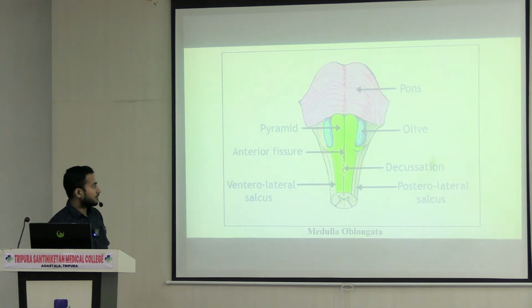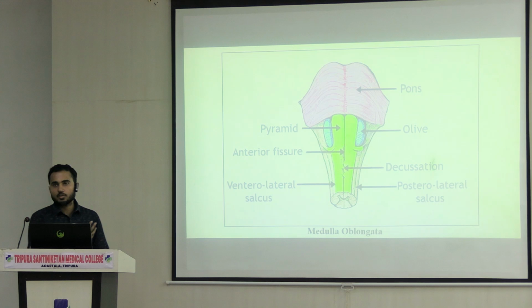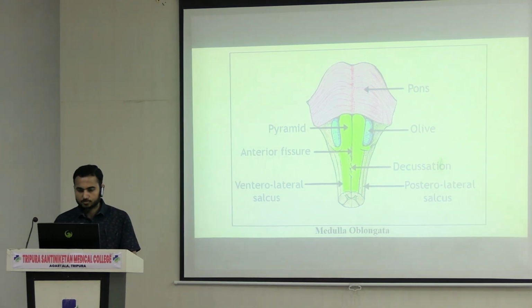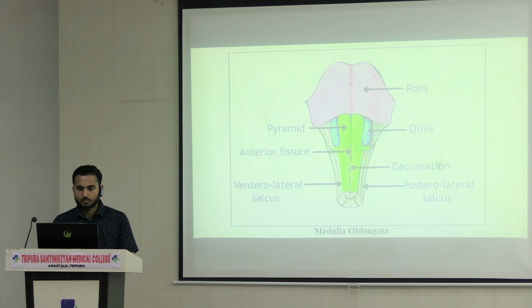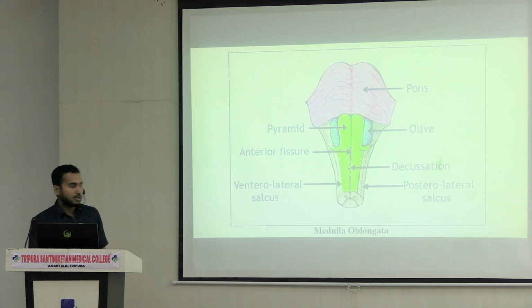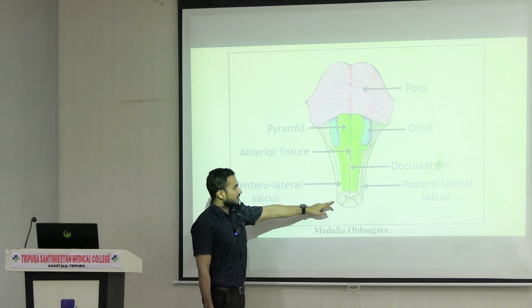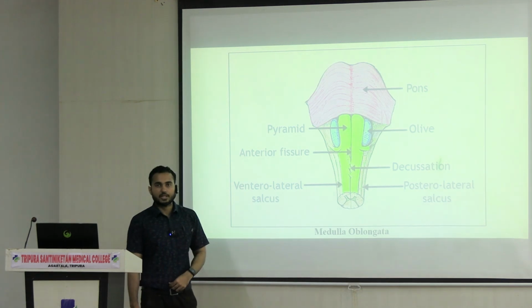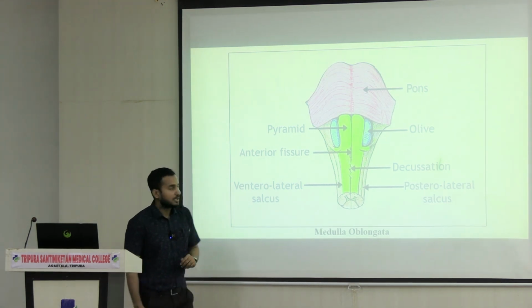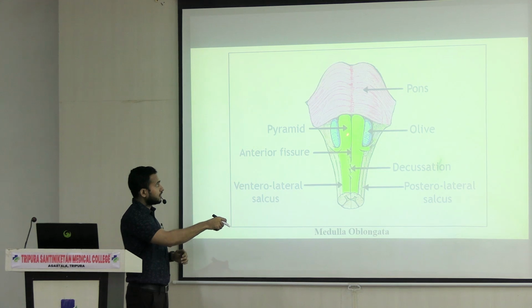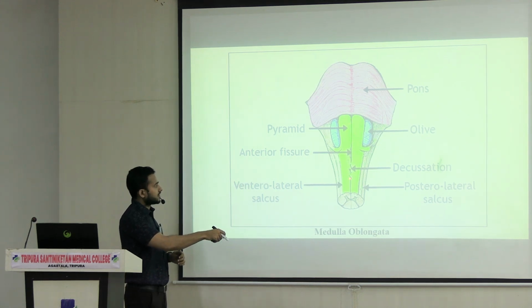Now here you can see the medulla oblongata. Now can anyone tell me which view of the medulla oblongata this is? Anterior view or posterior view? Anterior view. Okay, this is the anterior view. Now, there are some important external features which can be seen from the anterior view that we have to know and understand. So first of all, you can see the anterior median fissure is there. See, this is the anterior median fissure.